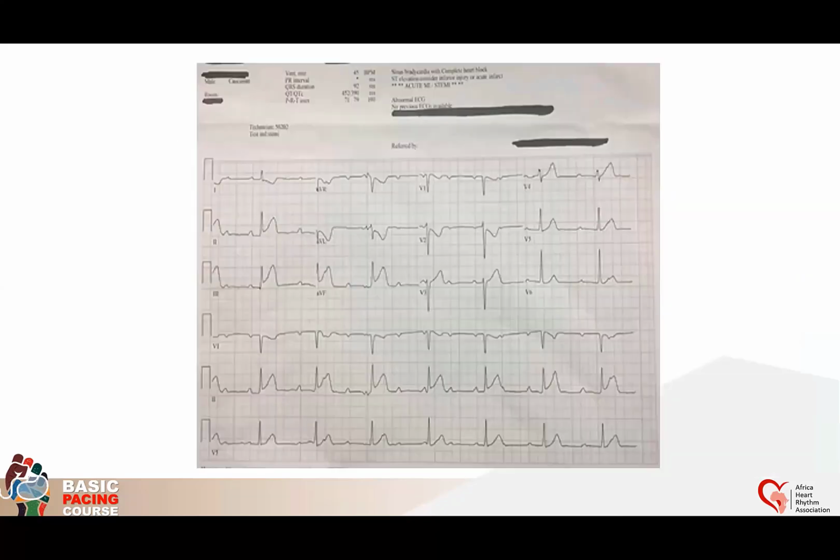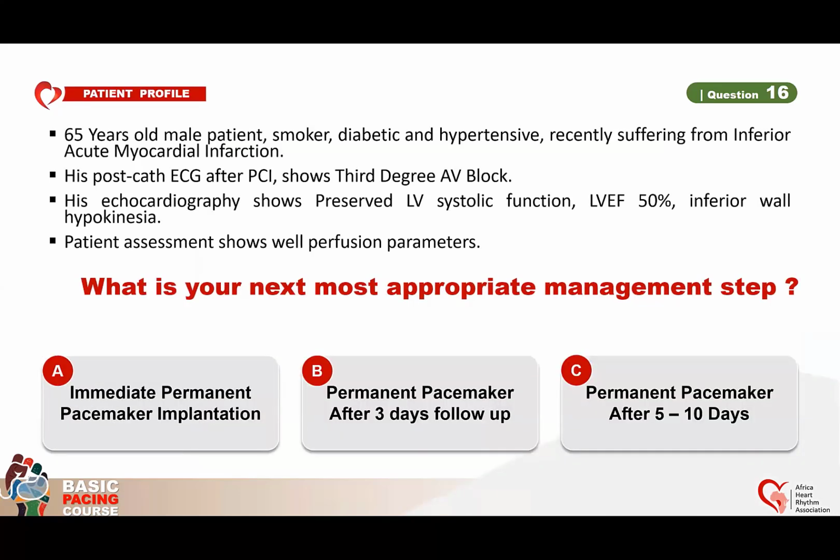Now, for a few other examples and special considerations like this ECG. It shows a complete heart block, and also it shows inferior infarction. So a 65 years old patient, third degree AV block, recent inferior acute myocardial infarction, LV ejection fraction 50%. And the question is, he is well perfused, no need for temporary pacing, but what is the next most appropriate management step?